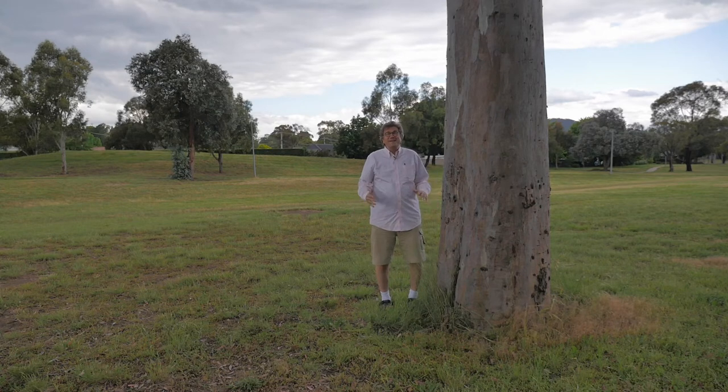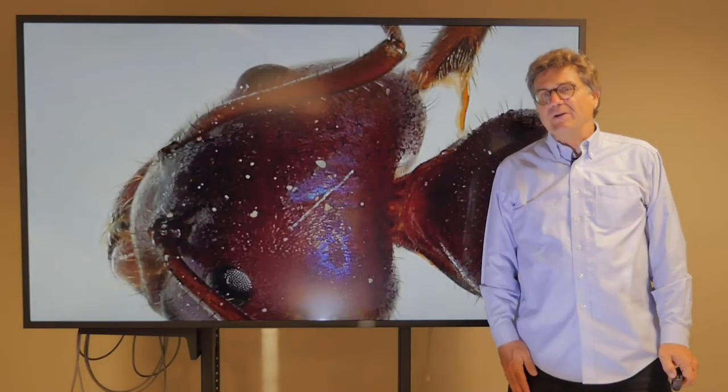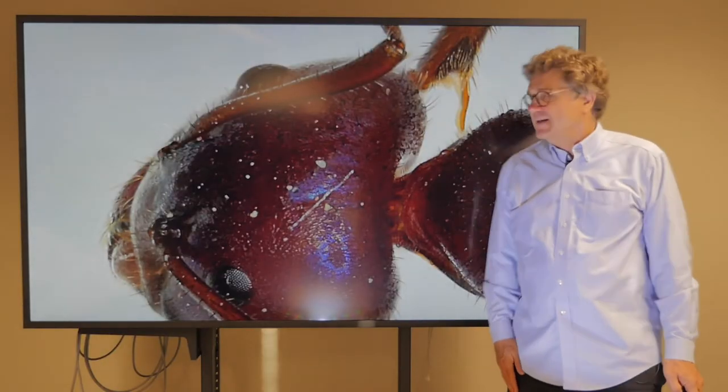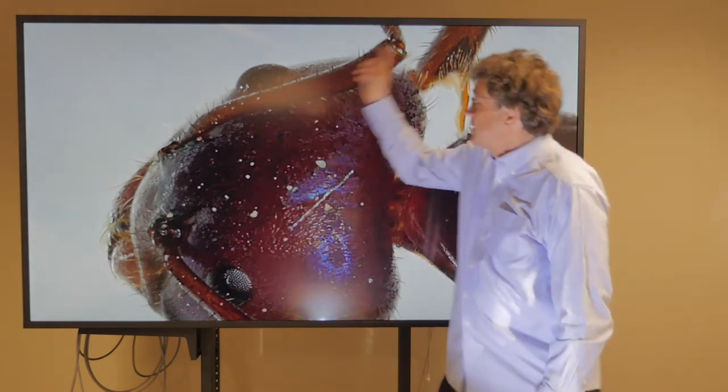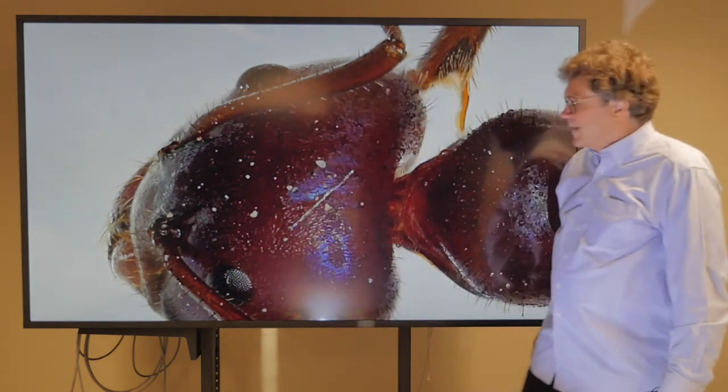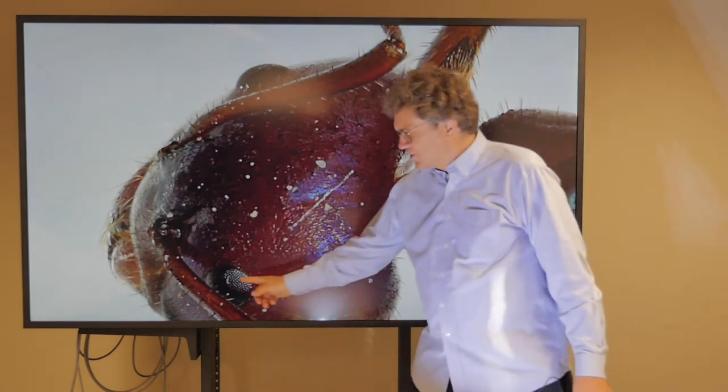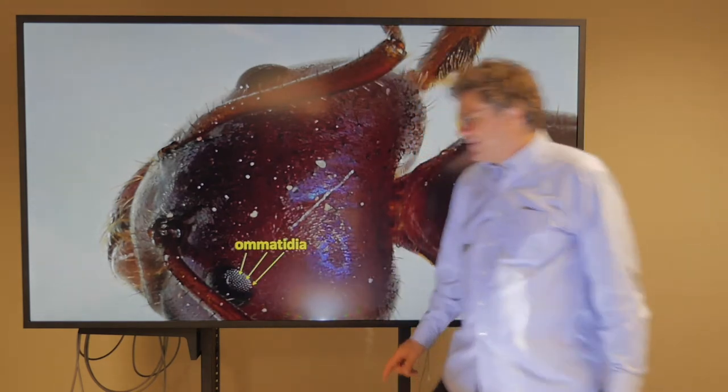Life forms come in enormously different sizes. Let's talk about life and size. This is an ant's head. It has eyes here, an antenna here, antenna here. And there are little sections of an eyeball called ommatidia.